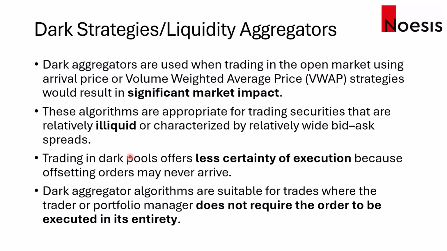However, it is important to remember that trading in dark pools offers less certainty of execution because these venues rely on finding a matching natural buyer or seller. Offsetting orders may never arrive. For this reason, dark aggregator algorithms are best used for trades where the manager does not strictly require the order to be executed in its entirety.